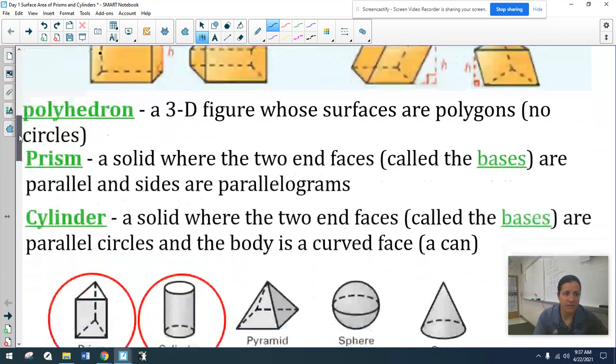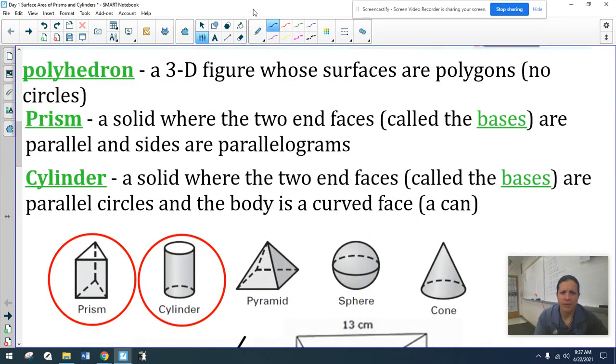So I said I'd tell you what a polyhedron is. You probably know it from science, I'm assuming, but it's a 3D figure whose surfaces are polygons, just meaning it can't be circles. So these are the 5 shapes that we're going to be doing over the next couple of weeks. Today and tomorrow is just prisms and cylinders. A cylinder is not a polyhedron because it's got a circular base. The surfaces have to be polygons. Polygons can't have any curves, no crossings, and no openings. So a polygon is just a normal closed figure.